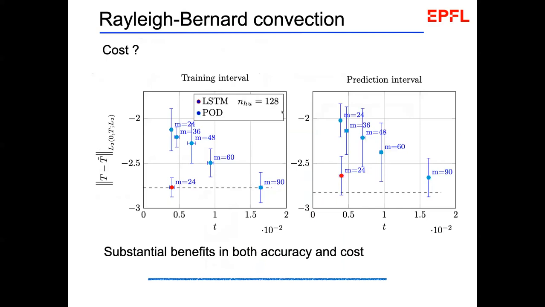So the last thing is then cost. Now you can start seeing benefits, because here, if we say we have 24, this is the red bullet. Let's look on the left. This is the red bullet, M equals 24 modes with the correction, with the memory term correction, and the time takes, you know, 0.4 times 10 to the minus 2 for a time step, with an accuracy of let's say 10 to the minus 3, a little less than that. You get the same thing if you do 90 modes in the POD, so in the fully intrusive approach, but it is three times as expensive.